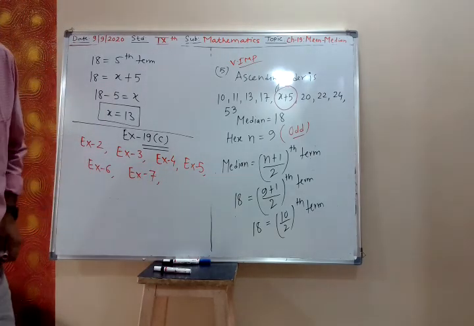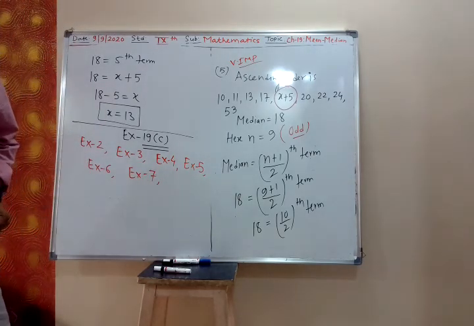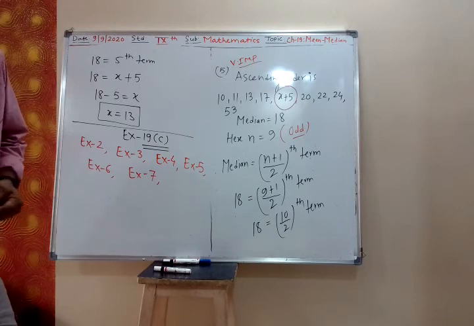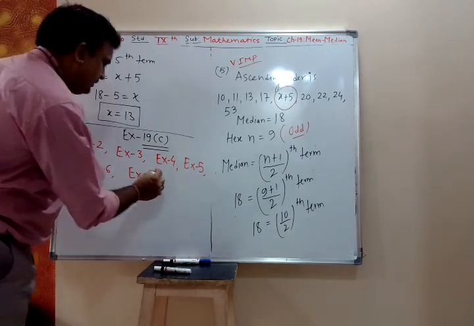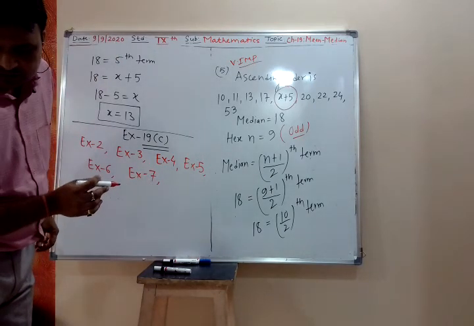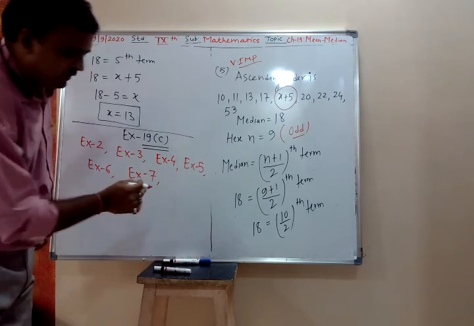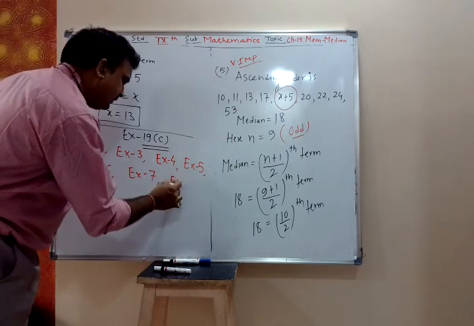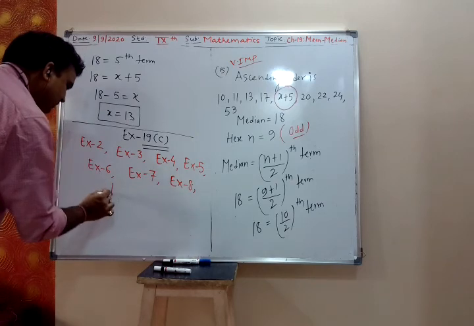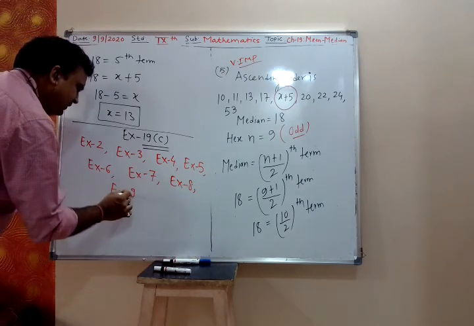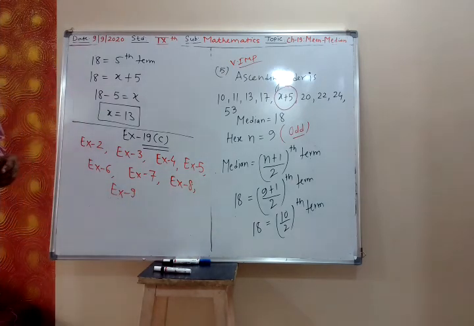First you write 7th, then exercise 8 and exercise 9. But only this much you have to solve. Everything you have done, rest are omitted.